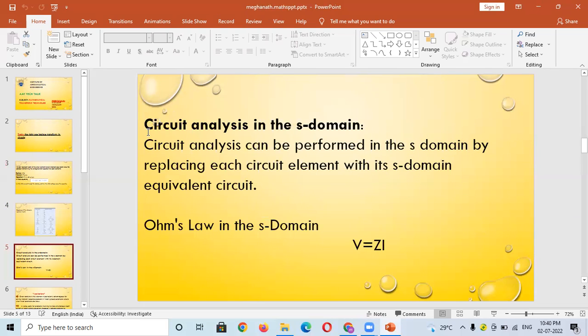Circuit analysis in the S domain. Circuit analysis can be performed in the S domain by replacing each circuit element with its S-domain equivalent circuit. Ohm's law in the S domain: V = ZI. So circuit analysis can be performed in the S domain by replacing the circuit element with its S-domain equivalent circuit.